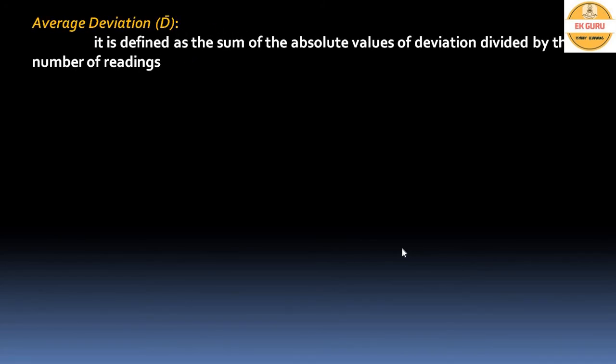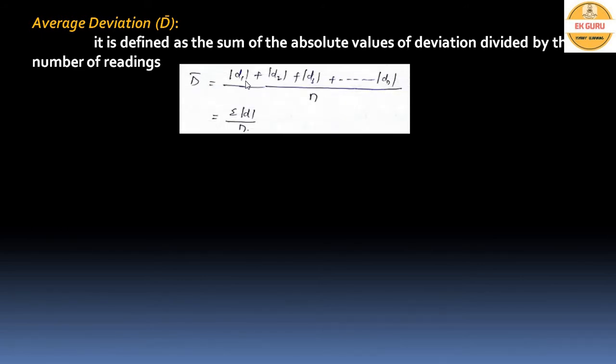The next one is average deviation. As the name indicates, it is the average of deviations, and the formula is the sum of the absolute values of deviations divided by the number of deviations. Here we will not consider the sign, whether it is positive or negative; we will check only magnitudes. That's why it is the sum of absolute values of deviations divided by the number of deviations.